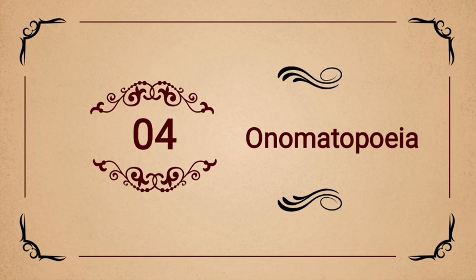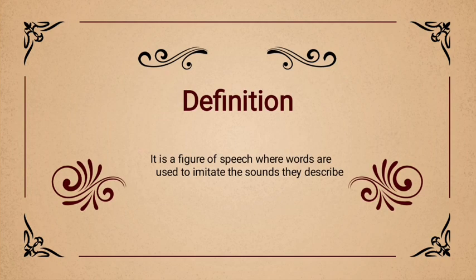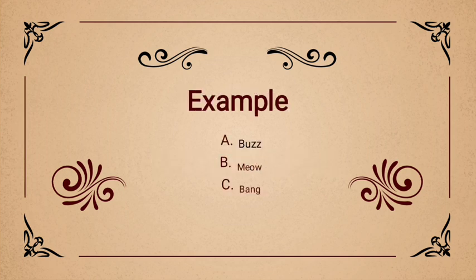Next figure of speech is onomatopoeia. Onomatopoeia is a figure of speech where words are used to imitate the sound they describe. In this definition, we can see that the sounds that we hear are actually their names. For example, buzz, meow, and bang. In this example, I will describe one, meow.